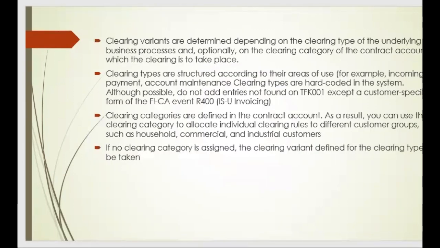That means we are creating a clearing variant. Clearing variants are determined depending on the clearing type of the underlying business process, and optionally on the clearing category of the contract account in which the clearing is to take place. It says that the clearing category is optional, but the clearing type is mandatory. Why is the clearing category optional? Because sometimes people don't give clearing categories. If the clearing categories are not given, it will directly copy the clearing type and take it as the clearing rule.